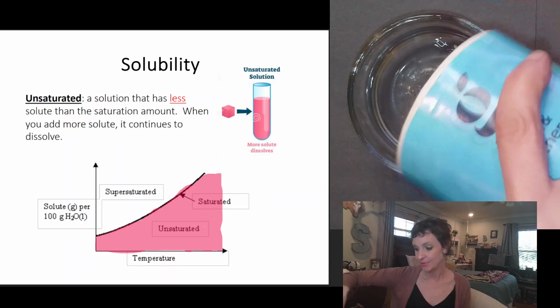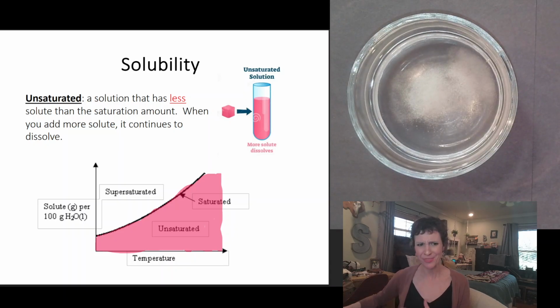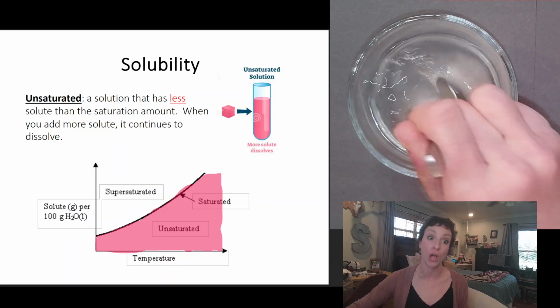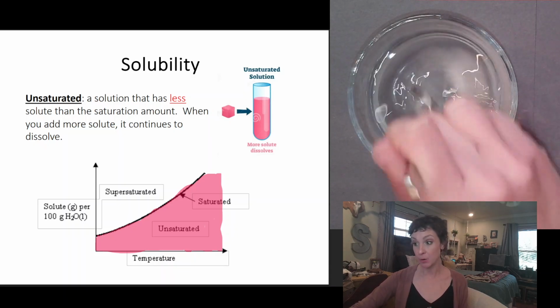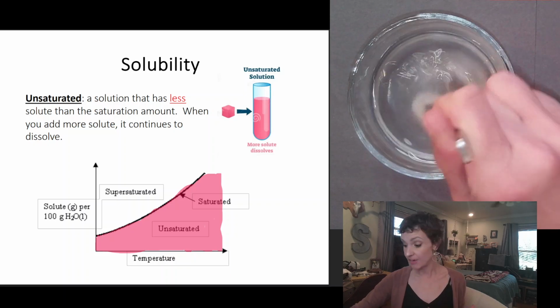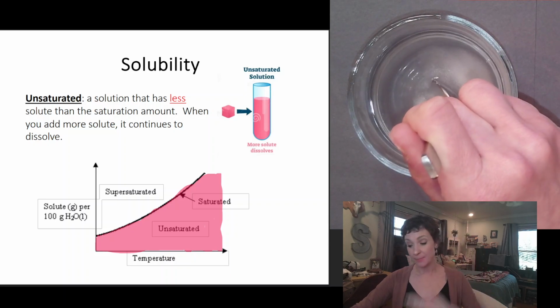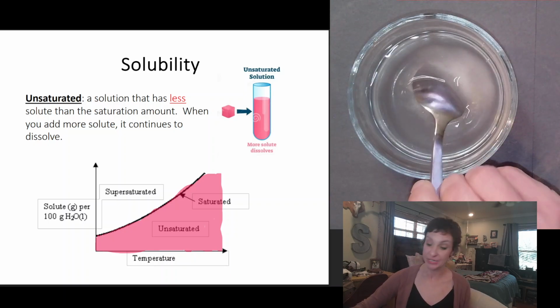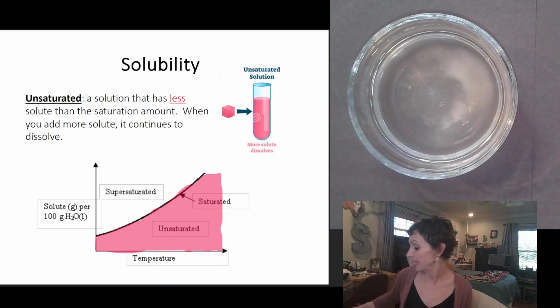So I'm not going to waste time doing this, but you get the point, okay? So when things look evenly mixed, it does not mean it's technically saturated. It could still have the ability to dissolve more solute. Once you get to the point where all of the solute has been dissolved and you still add more and it keeps dropping down to the bottom, that's where you get saturation, or a saturated solution.